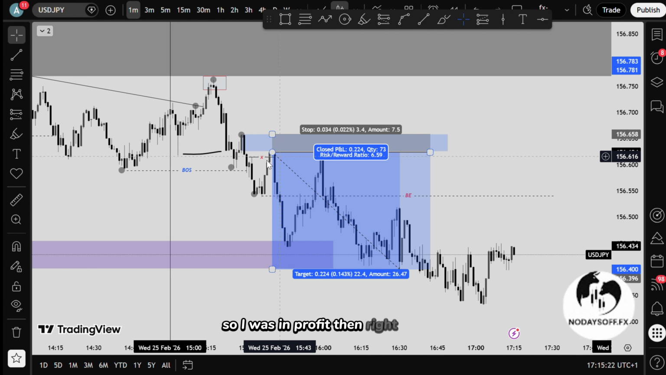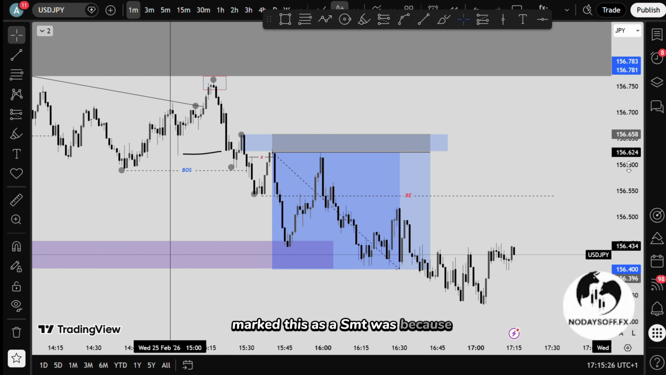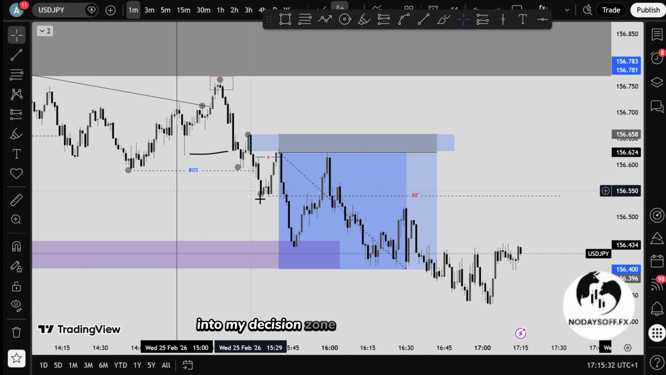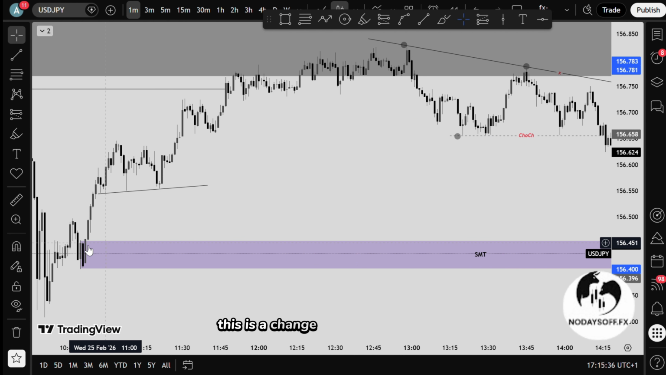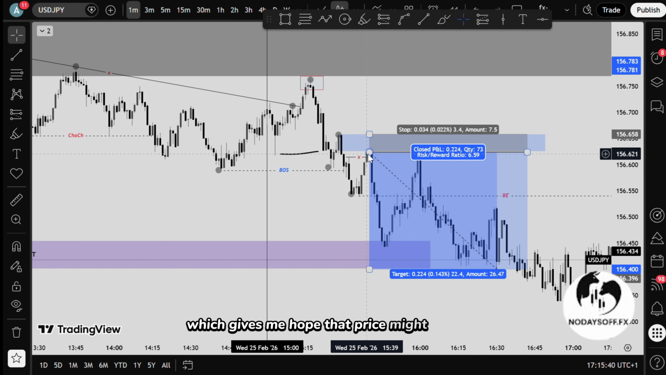Then right after that, the reason I marked this as a SMT was because price had already mitigated into my decisional zone, and in the overall structure, this is a change of the overall structure. This is a bearish market, which gives me hope that price might be bearish for a long time.